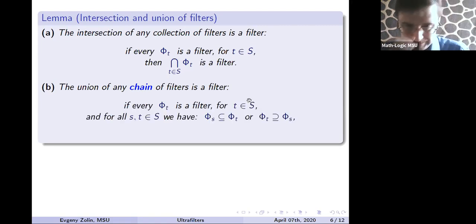What is a chain? So assume that we have many filters, phi t ranges over some set x, and it is a chain in the following sense. Any two filters in this collection are comparable. Either one is contained in another or the other is contained in the first one. In this case, if we take the union, we guarantee that it is a filter too.